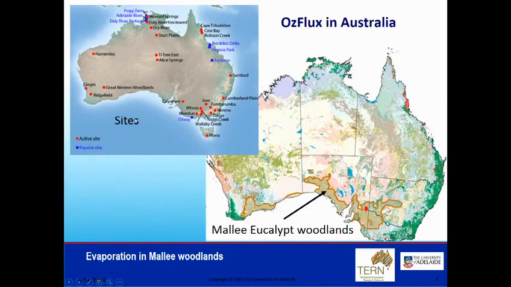The map in the top left here has got the 25 sites that are currently associated with the OzFlux network, and you can see that they cover a very large number of the major vegetation types in Australia. Here's our site here in the Mallee, which is representative of the Mallee eucalypt woodlands across southern Australia, right across into Western Australia. We're the only OzFlux site in South Australia, been running since August of 2010.